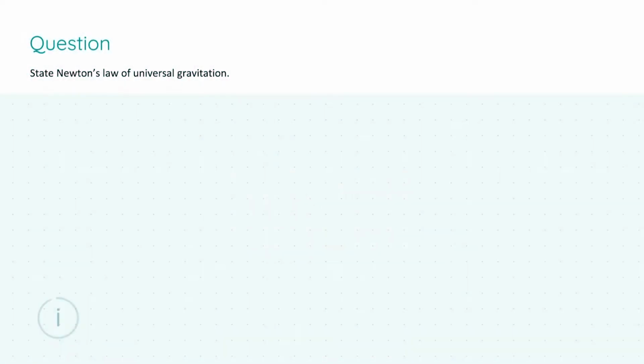In part 1, we're asked to state Newton's law of universal gravitation. Note that they do ask us to state the law. We don't need to describe it or literally anything else. It's just state. So a plain and simple definition will do. Now you can either state the law verbally or mathematically. Either is acceptable in the marking scheme.